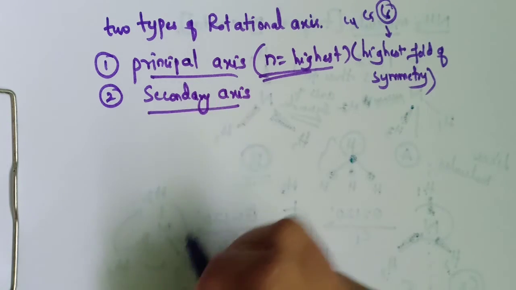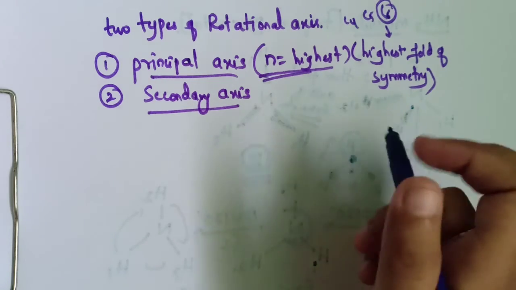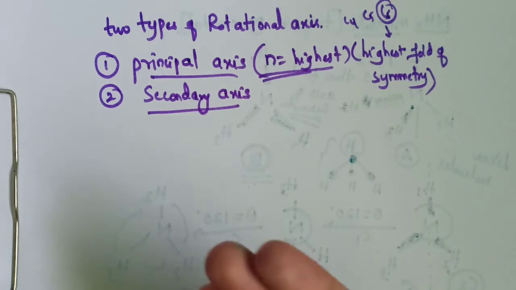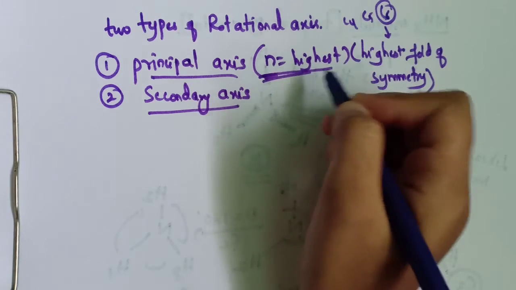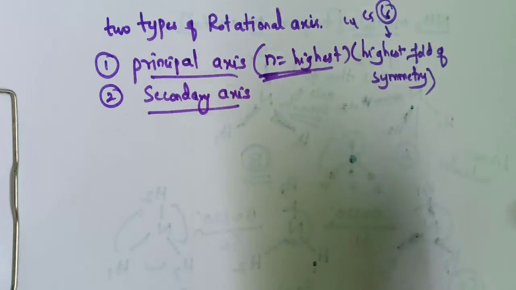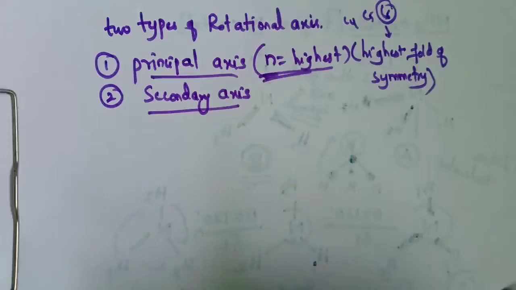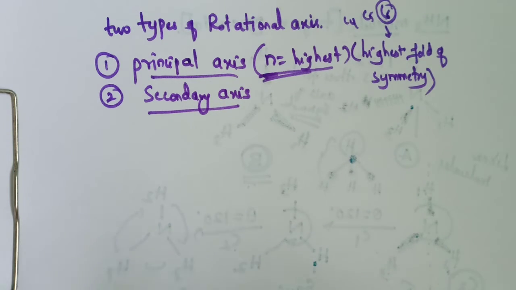The secondary axis is also called the simple or subsidiary rotational axes. These may often be C2 axes, which are less than the principal axis. C2 means the n here is lower than the highest number. For the principal axis, n should be highest, and other axes present in the molecule are secondary axes that have a lower number than the principal axis. Now let's take an example and I'll explain this.